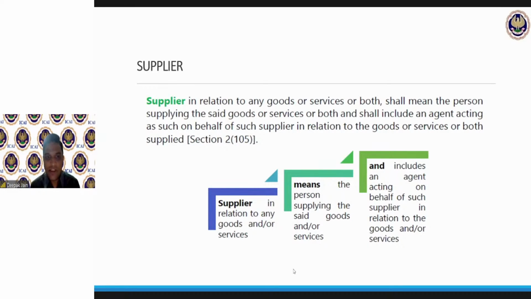Agent issues bill on the principal's name. That's correct. Soma, very good interview question.